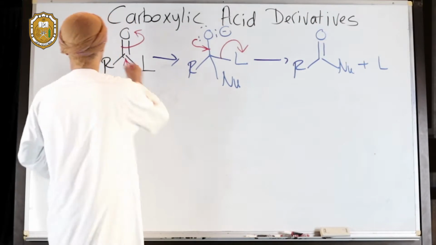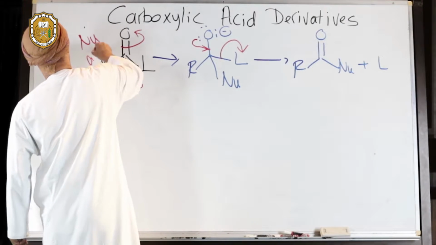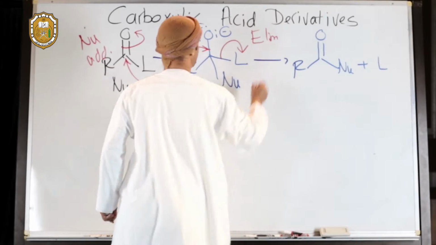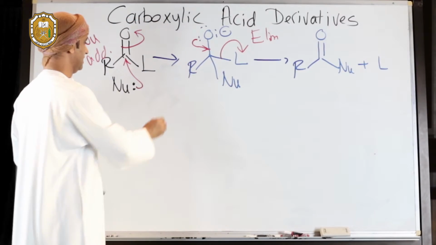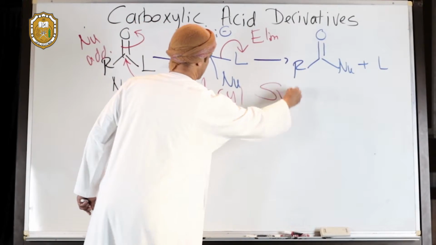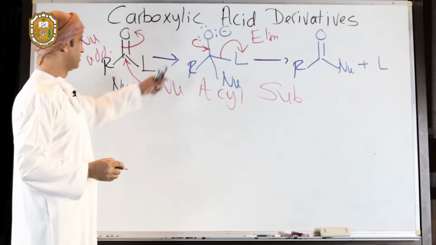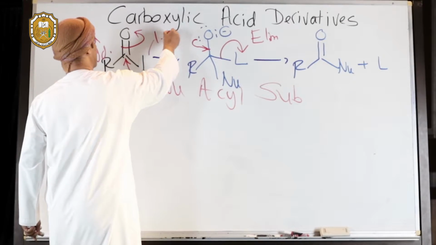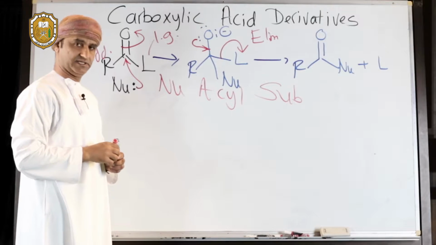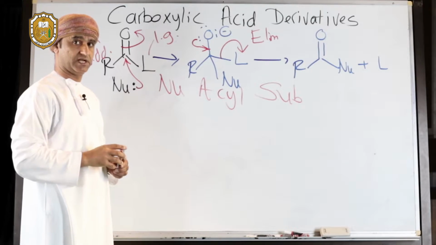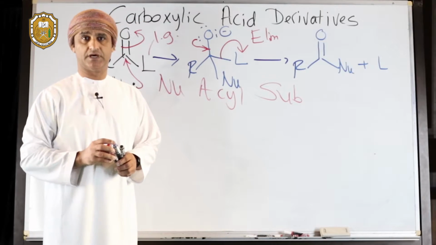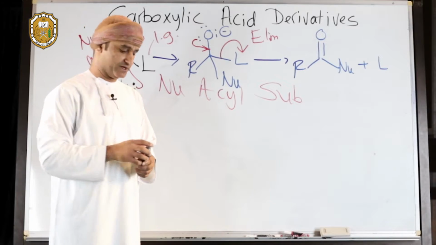This step is actually nucleophilic addition. This step is elimination. So the reaction overall is a nucleophilic acyl substitution reaction. That's because L is a leaving group or a potential leaving group. This is an important class of the reactions of carboxylic acid derivatives.